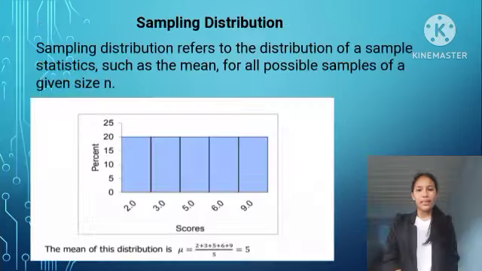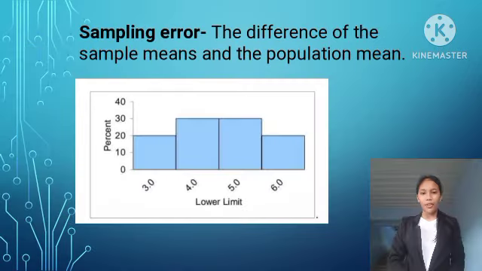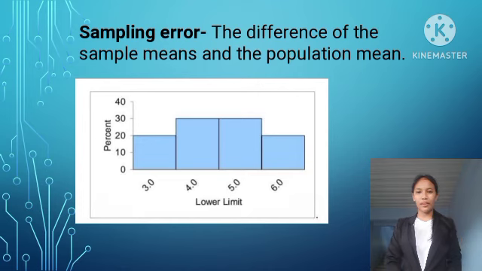Sampling distribution. Sampling distribution refers to the distribution of a sample statistic, such as the mean, for all possible samples of a given size n. Important points to consider when collecting data. If measurements of some characteristic from people are being obtained, better results will be achieved if the researcher does the measuring. Choose a method that would not produce a low response rate and ensure that the sample size is large enough. On the other hand, the sampling error is the difference between the sample mean and the population mean.